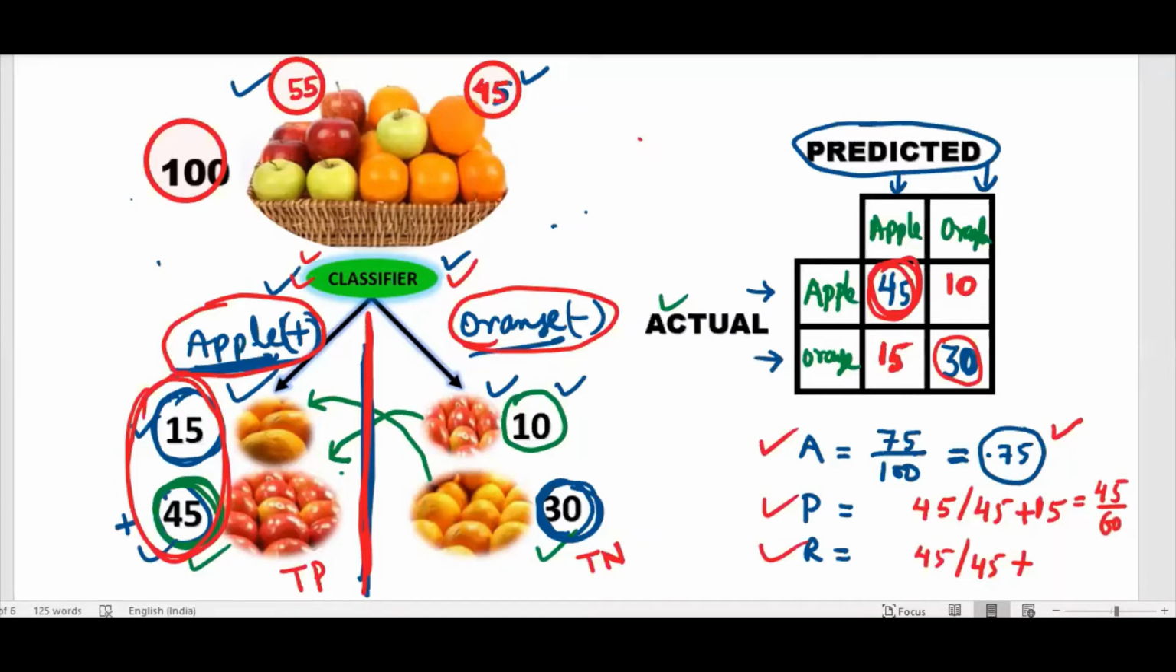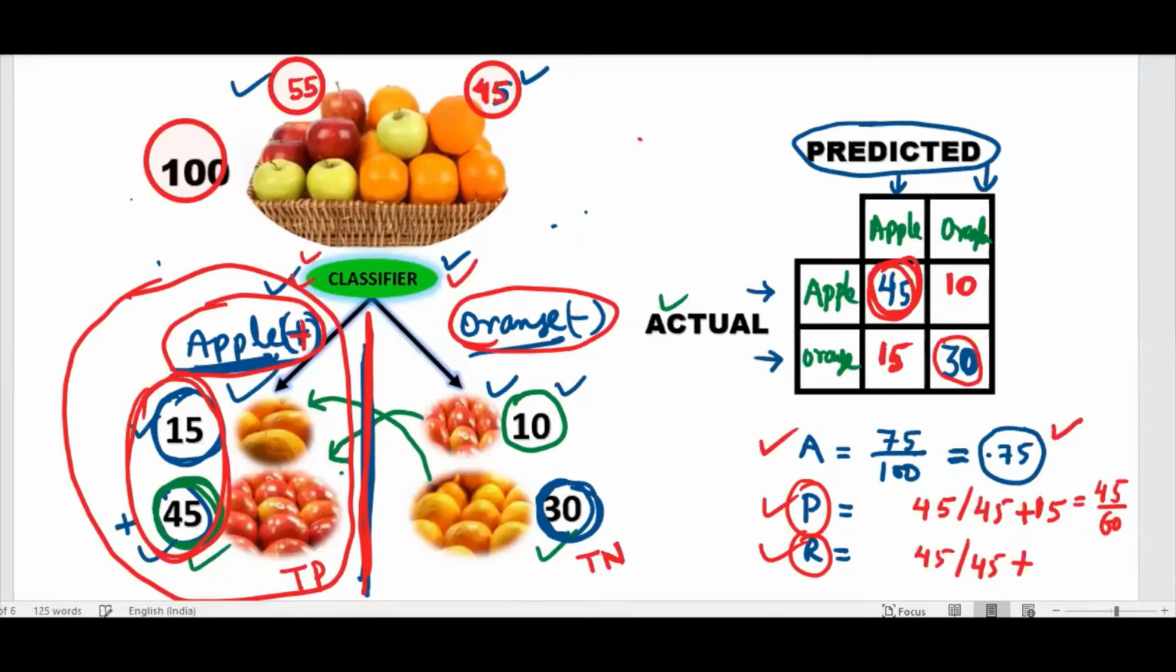However, when we talk about recall, again, remember, I am doing this only for the left hand side, positives. This is the positive side, the apple side. I'm not doing anything for orange here when I talk about precision and recall. Precision for positive, recall for positive.